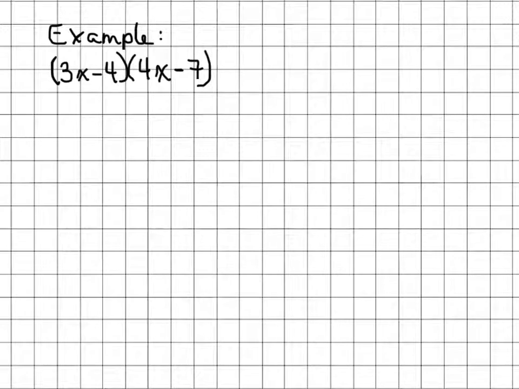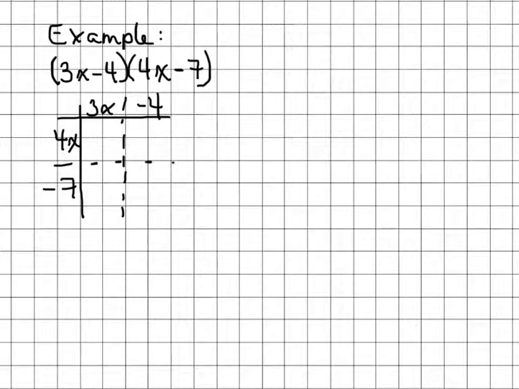Okay, so we have 3x minus 4, 4x minus 7. Now this time you'll probably notice that I took this bracket here and put the terms here, and this one I put here. It actually doesn't matter whether you put it across the top or down the side, because you're still going to end up with the same thing because you're just multiplying.